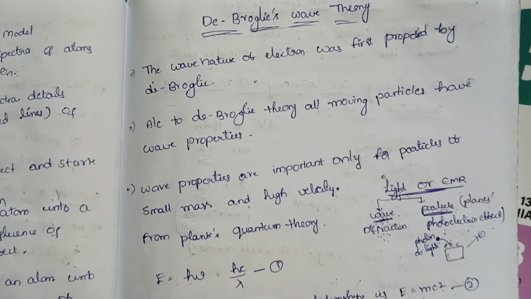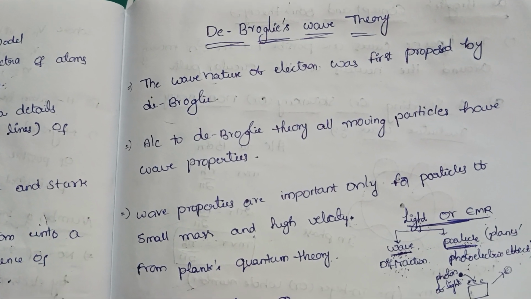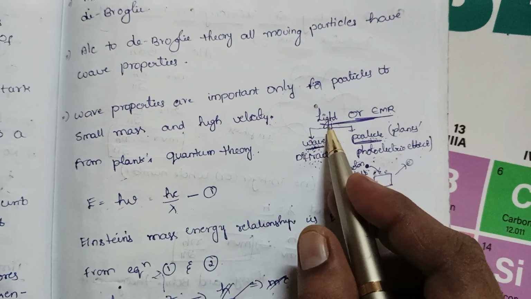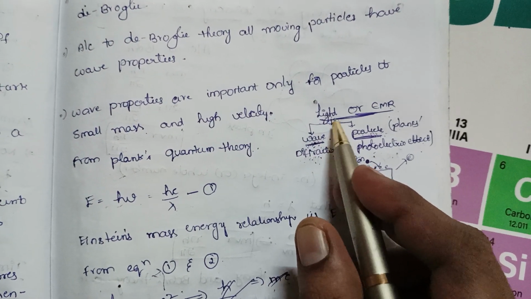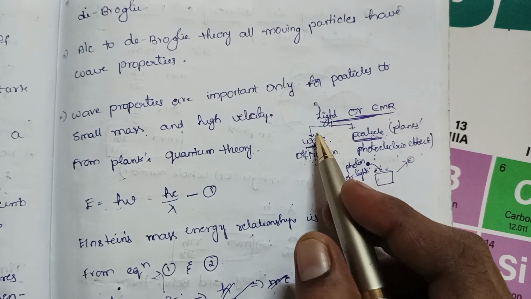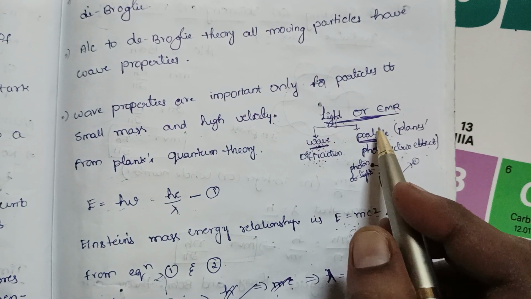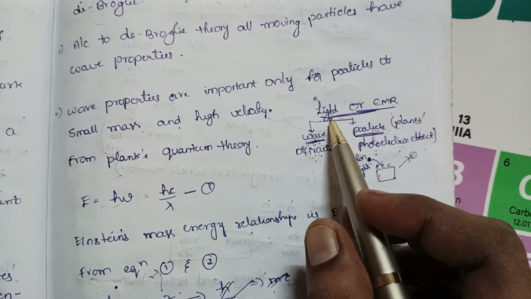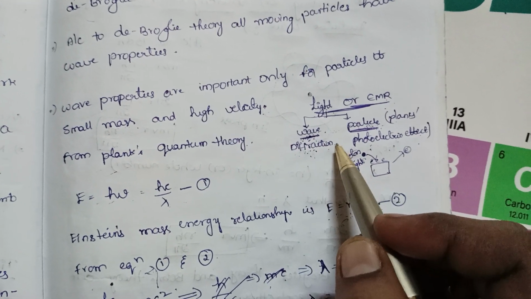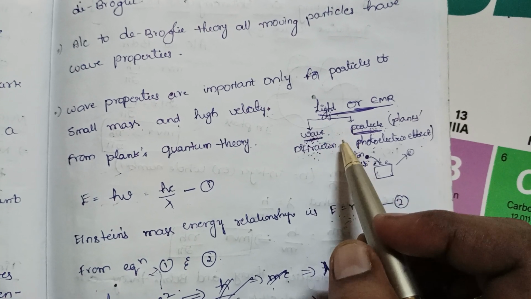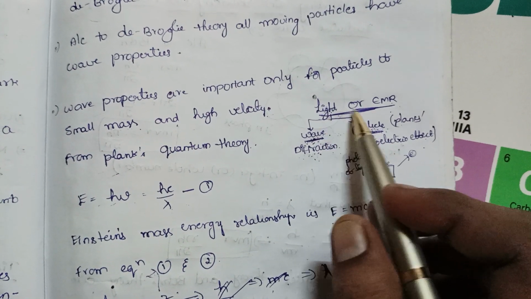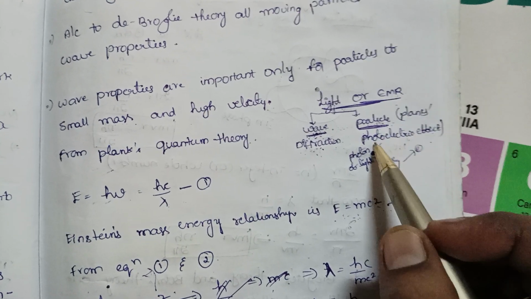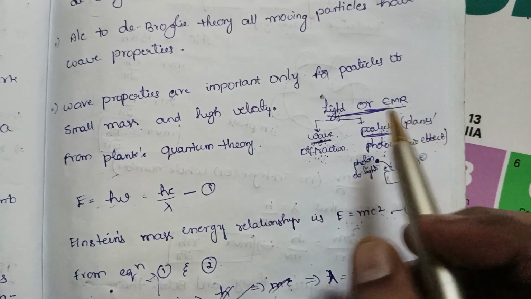Today we are going to discuss de Broglie's wave theory. In previous lectures, we already learnt that light or electromagnetic radiation behaves like a wave as well as a particle in nature. It means dual nature. Wave nature of light is explained by diffraction, interference and polarization. Particle nature of light or electromagnetic radiation is explained by Planck's quantum theory and the photoelectric effect.